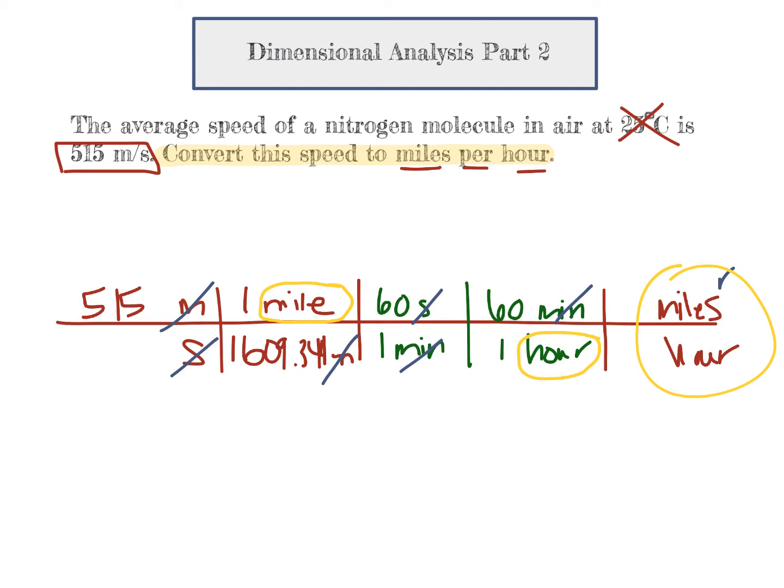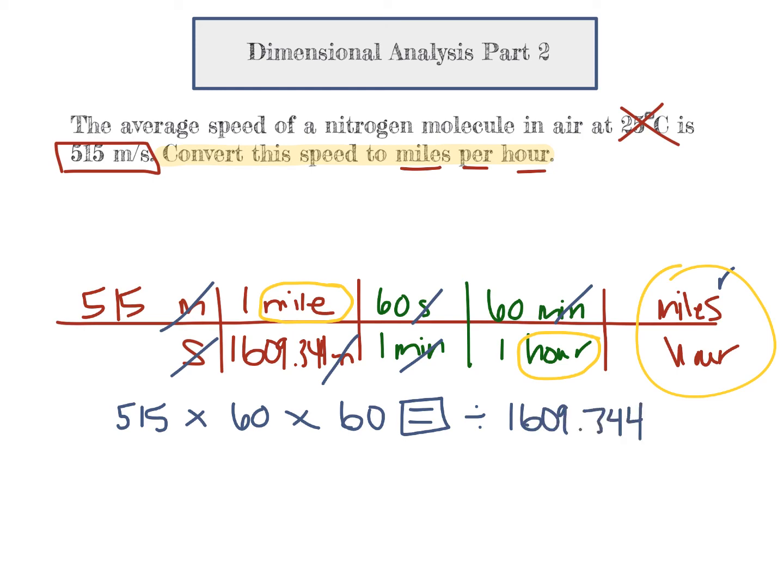In my calculator, I would punch in 515 times 60 times 60, and then to be safe, I'll hit the equals button. Next, I'll click divide 1,609.344, ridiculously specific. And since I have all ones on the rest of it, I'm going to leave it there and click equals. My answer is reported with sig figs and everything. Well, let's do the sig figs together.